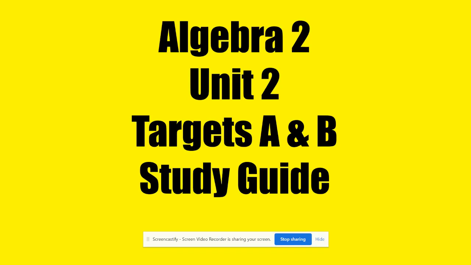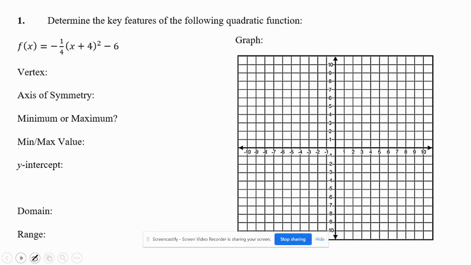All right, Algebra 2, Unit 2, Targets A and B Study Guide. Number 1 says determine the key features of the following quadratic function. We're given the equation f of x equals negative 1/4 quantity x plus 4 squared minus 6.